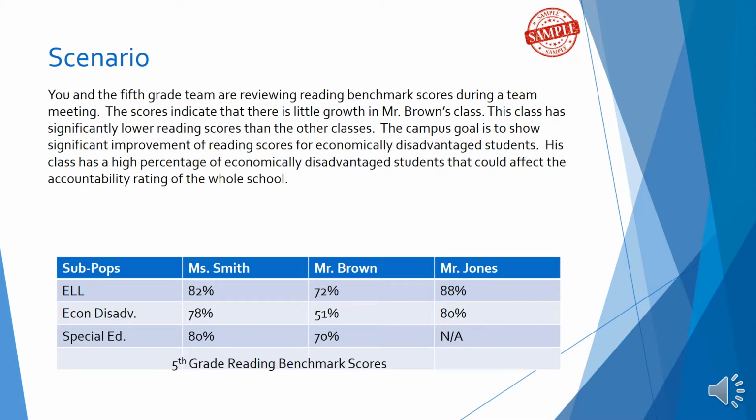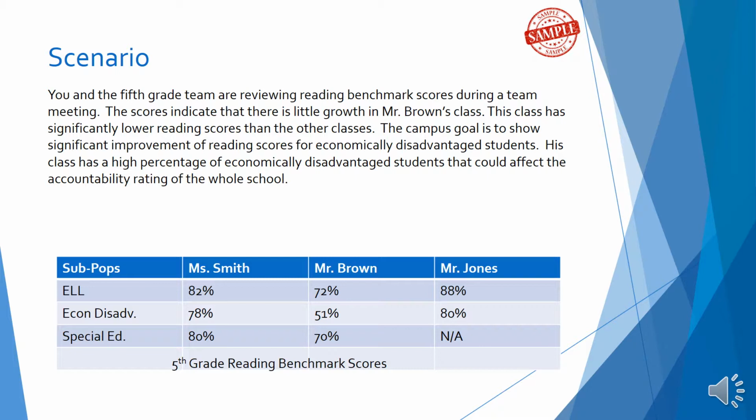So here's a sample. You and a fifth grade team are reviewing reading benchmark scores during a team meeting. The scores indicate that there is little growth in Mr. Brown's class. This class has significantly lower reading scores than the other classes. The campus goal is to show significant improvement of reading scores for economically disadvantaged students. His class has a high percentage of economically disadvantaged students that could affect the accountability rating of the whole school. So please look at the scores.